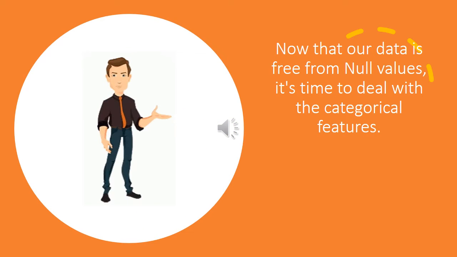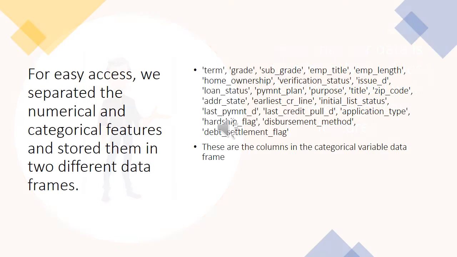Now that our data is free from null values, it's time to deal with the categorical features. For easy access, we separated the numerical and categorical features and stored them in two different data frames. The column names mentioned in the slide are the columns in the categorical variable data frame.